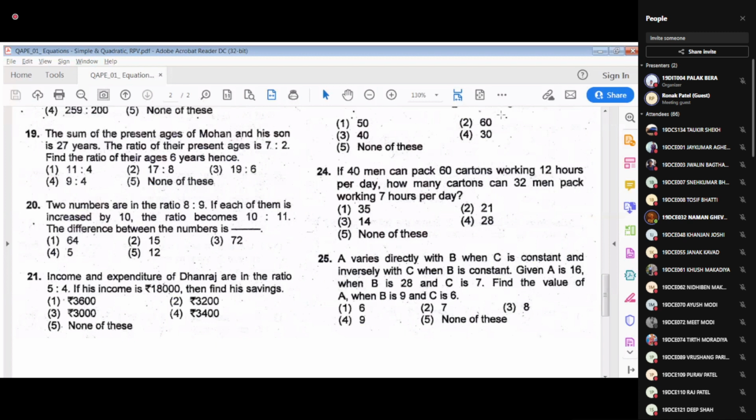What, everybody, 20 and 21? 5 and none of these. Have you done that 20 first?